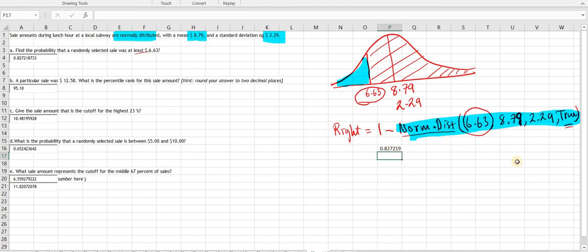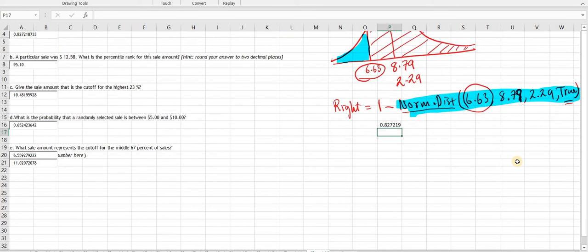The second question says a particular sale was 12.59. What is the percentile rank for this sale amount? From the definition of percentile, we know that the area to the left of a number represents the percentile for that number. For example, the first quartile or the 25th percentile is basically separating the bottom 25% from the top 75%. So we name the percentile based on the area below it, not the area above it.